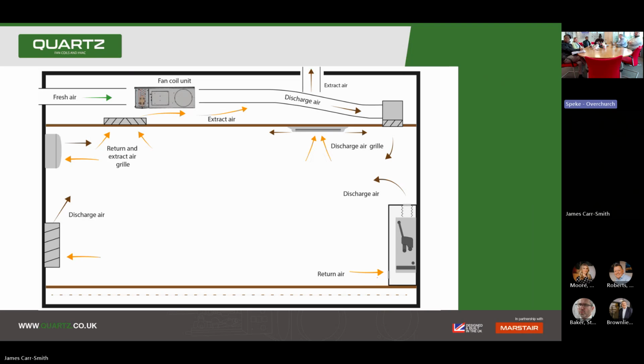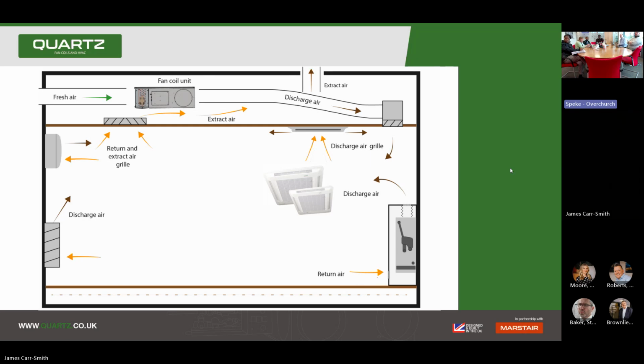Let's move this box out of the way. Then we've got cassettes. So cassettes typically sit in a false ceiling. Again, they can be free hanging, 2 different sizes, but they work by drawing the air in through the center of the unit, through a filter, and then the fan spits it out, and essentially through that heat exchanger.